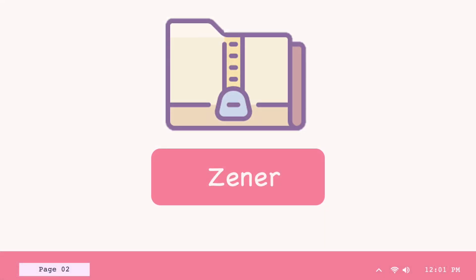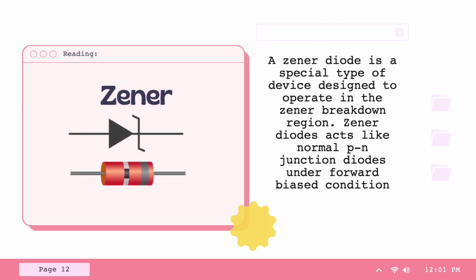The last diode that we are going to discuss is the Zener diode. A Zener diode is a special type of device designed to operate in the Zener breakdown region. Zener diodes act like normal PN junction diodes under forward bias condition. When forward biased voltage is applied to the Zener diode, it allows a large amount of electric current and blocks only a small amount of electric current.